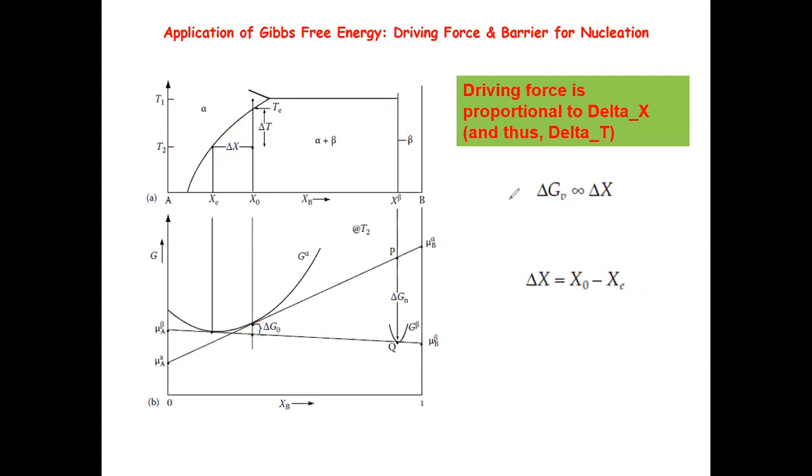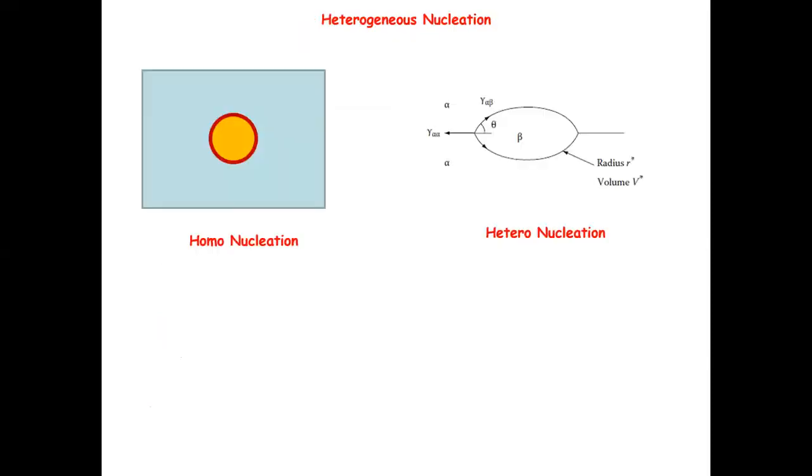But for now, I just want to point out we have this proportionality. Typically we work with delta GV as a function of delta T naught. But in here, we work with delta GV as a function of delta X, which will be more convenient for our analysis. So that's pretty much all I want to say for homogeneous nucleation. I just wanted to point out what delta G is.